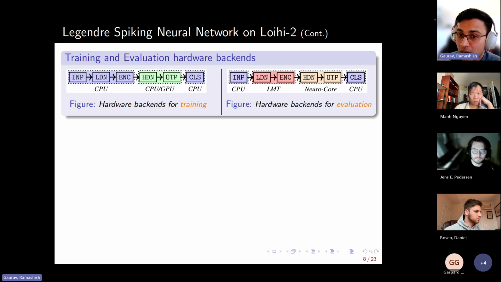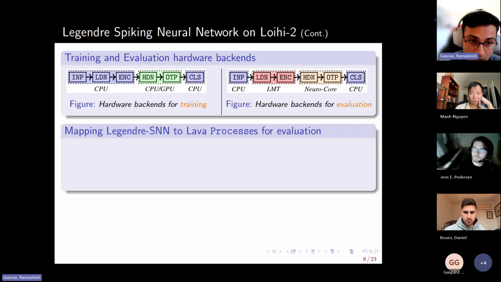This picture shows you the hardware backends for evaluation of the Legendre-SNN on the Loihi-2 neuromorphic chip. Here you have your input and classification, because these are the inputs and outputs of the Legendre-SNN, so they're deployed on the CPU, whereas the LDN and the encoding layers are deployed on the Lakemont cores, and the hidden and output layers are deployed on the Neuro cores.